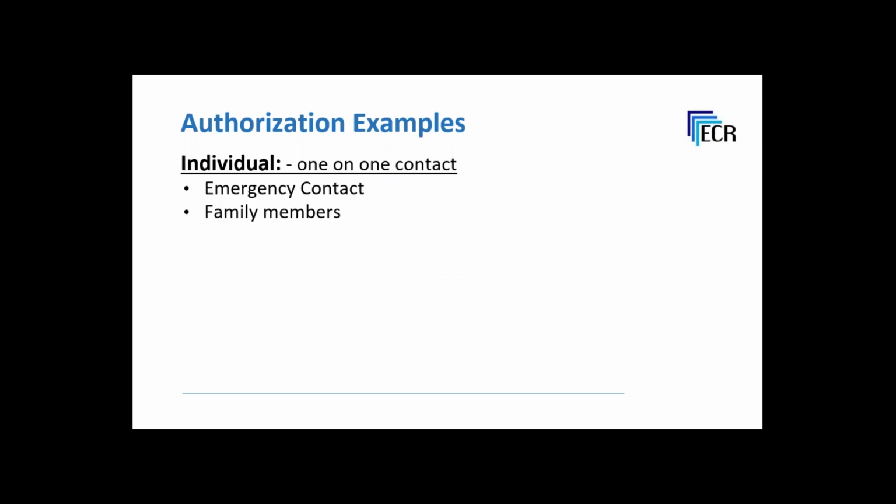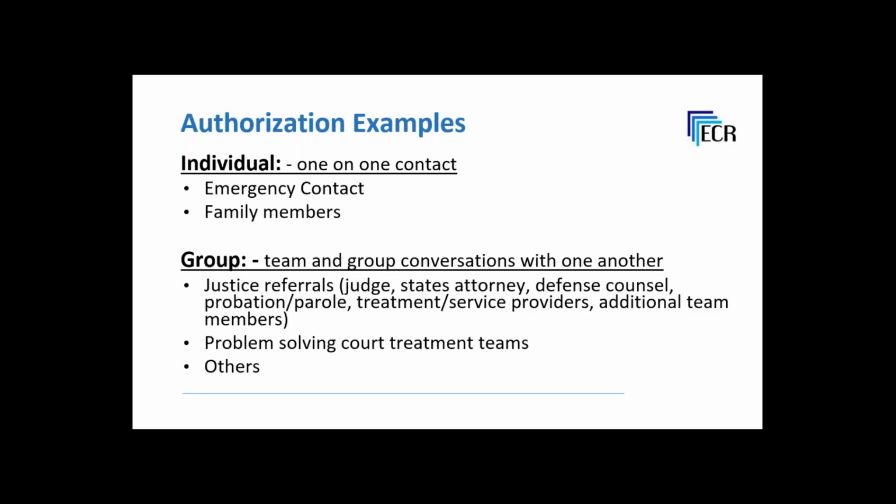Authorization examples. Individual: a one-on-one contact, emergency contact, family members. Group authorizations, again, justice referrals would be like judge, state's attorney, defense counsels, probation, parole, treatment, service providers, and additional team members. Problem-solving court teams or others.